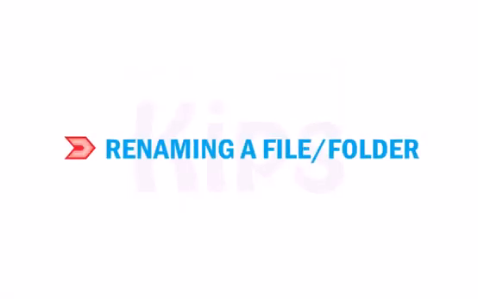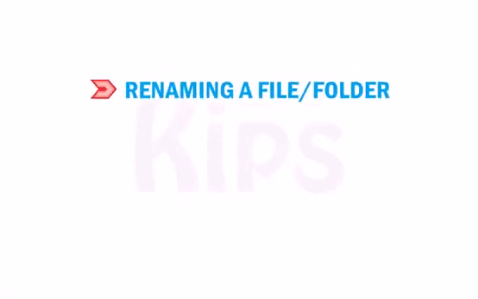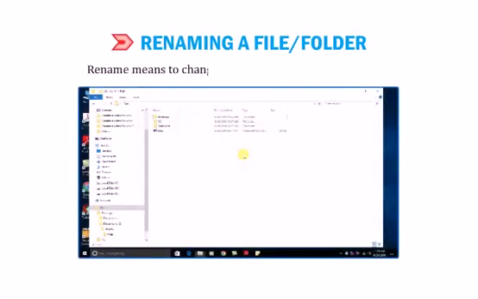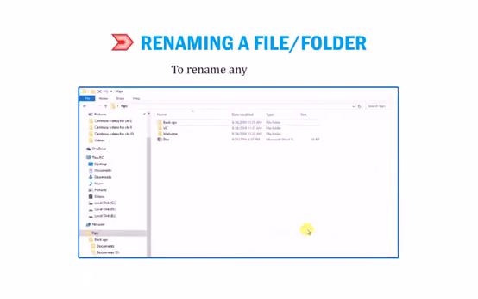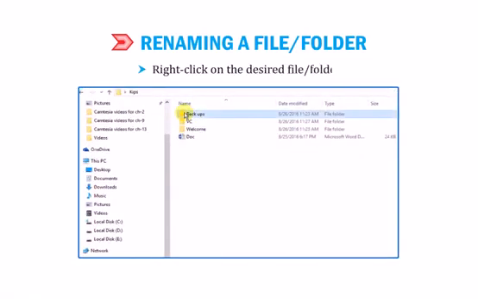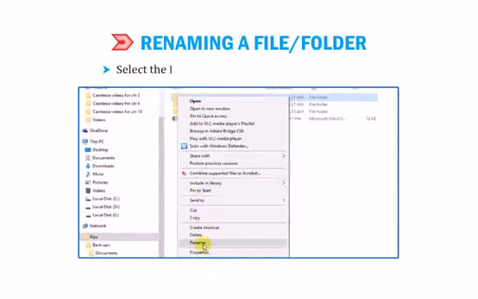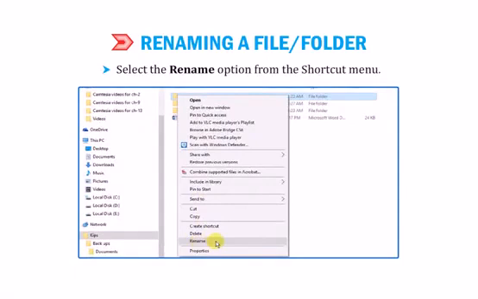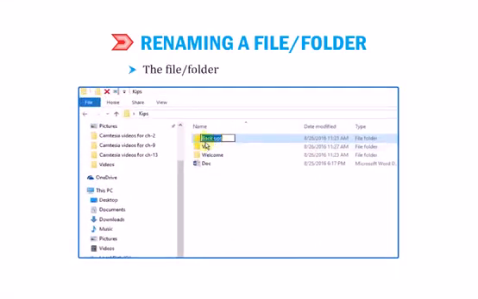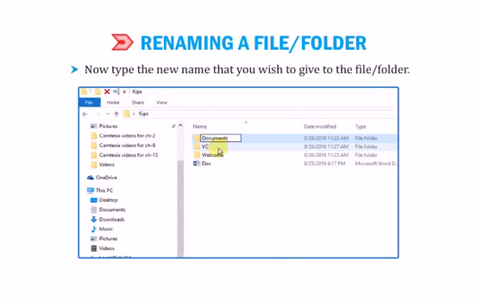Okay, let us learn how to rename a file or folder. Rename means to change the existing name of a file or folder. To rename any file or folder, right-click on the desired file or folder. Select the Rename option from the shortcut menu. The file or folder name will be highlighted. Now type the new name that you wish to give to the file or folder.